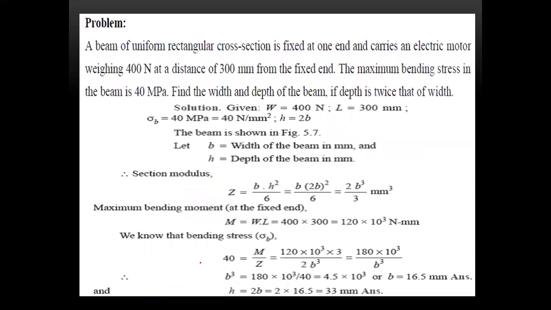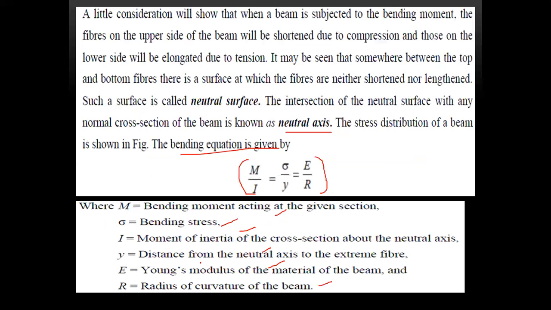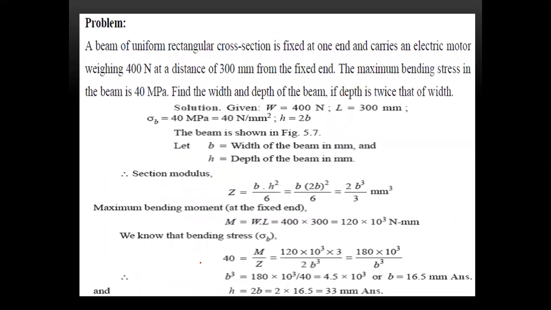Now we'll see some problems based on this bending stress with this formula. A beam of uniform rectangular cross section is fixed at one end and carries an electric motor weighing 400 newtons at a distance of 300 mm. Find the maximum bending stress in the beam of 40 MPa. Find the depth and the width. The depth is twice the width. So write the given data.